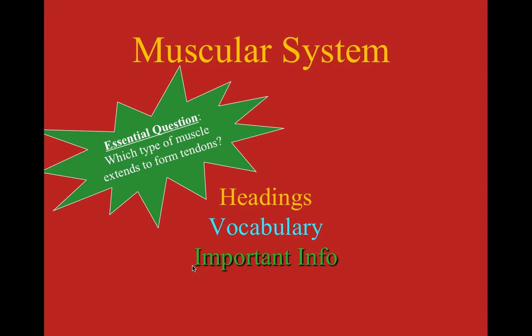Okay, so let's get started. Your essential question for today is, which type of muscle extends to form tendons? By the time we finish these notes, you will be able to answer that question. Make sure, guys, you write these notes on the input side of your notebook, which is the right-hand side, and also write it in Cornell note format. All right, let's get started.